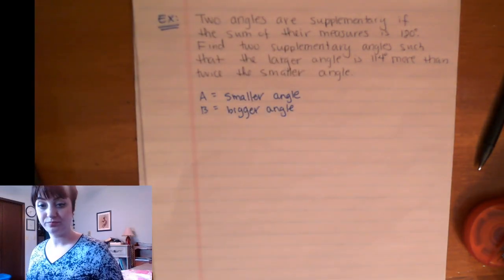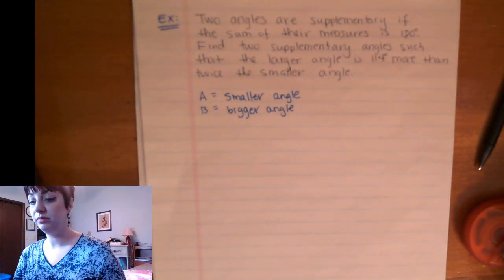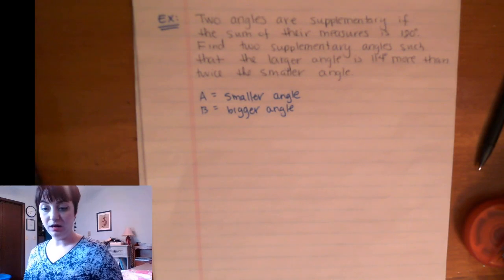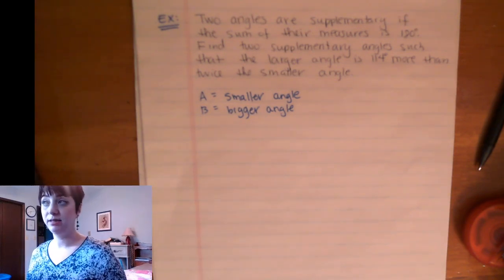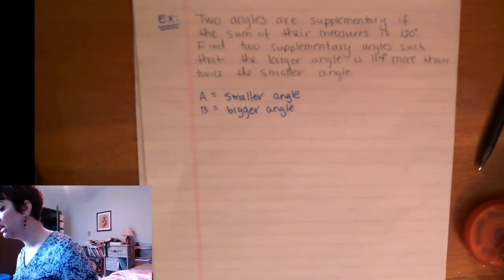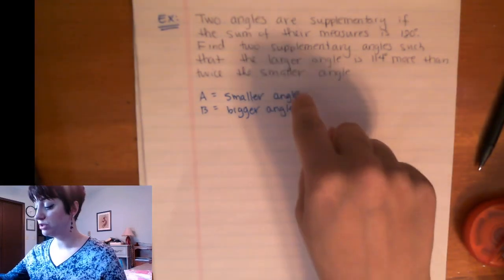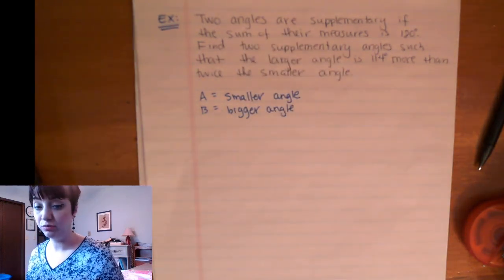Okay? So A is going to be the smaller angle and B will be the bigger angle. Now what you decide to name your angles is up to you. A, B, C, those are pretty standard angle names, so that's why I'm going to stick with those. It is important though that you label which one's smaller and which one's bigger, because otherwise you might get confused at the end of your problem.